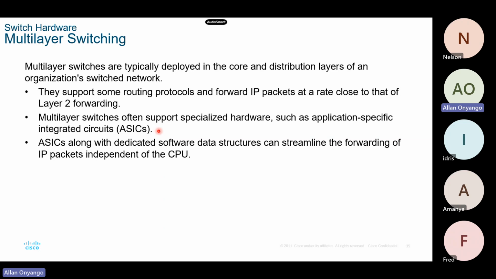So the layer 3 switches support a feature called ASICs, the application-specific integrated circuits, which is hardware. Now, the ASICs, along with some other dedicated software structure, streamline the forwarding of IP packets, and this is very independent of the CPU. They don't engage the CPU a lot, and that's why layer 3 switches are faster, very, very fast.